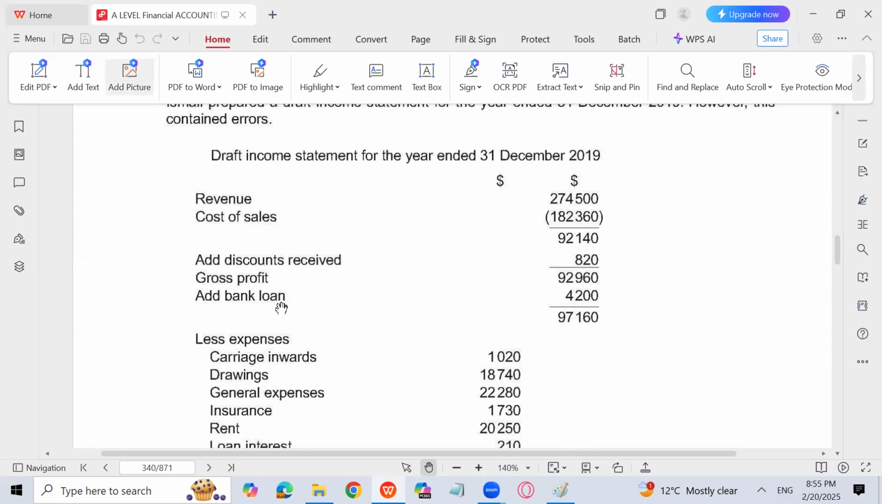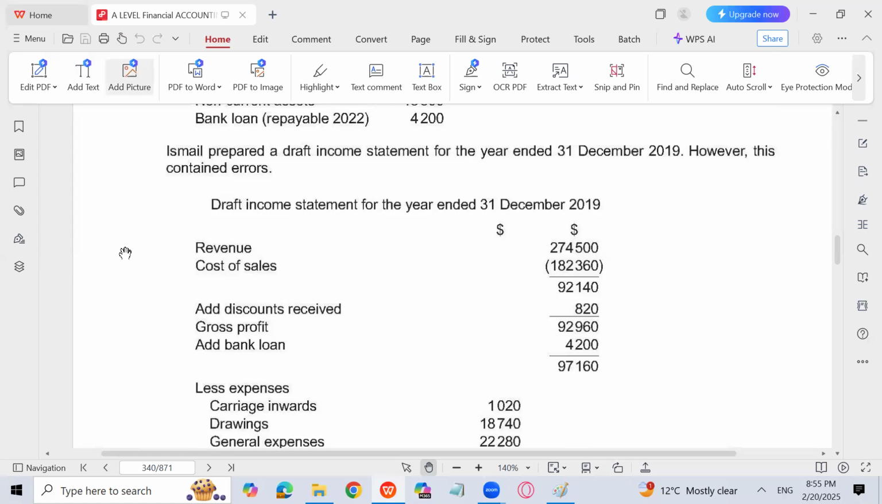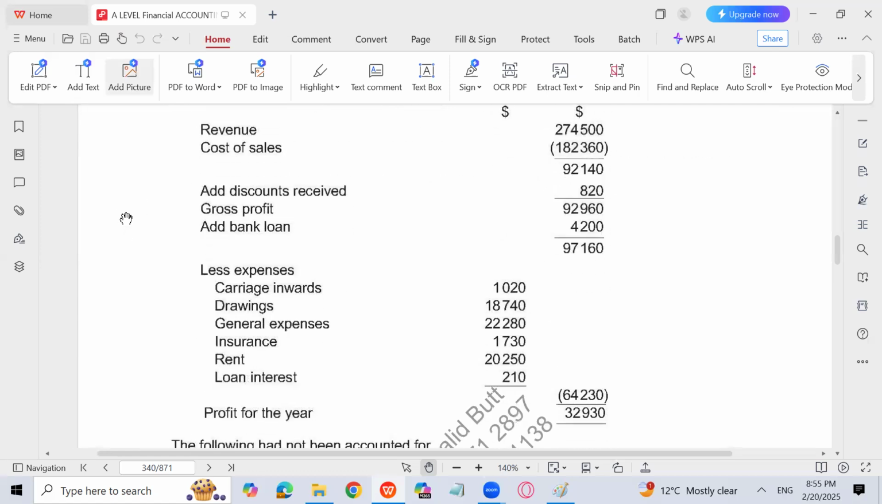Bank loan never comes in the income statement. It is a non-current liability. Less expenses. Carriage inward is always added in purchases. Carriage outward is an indirect expense that will come under the heading of expenses. Drawings is subtracted from capital. It will not come in expenses. General expenses, insurance, rent, that is right.